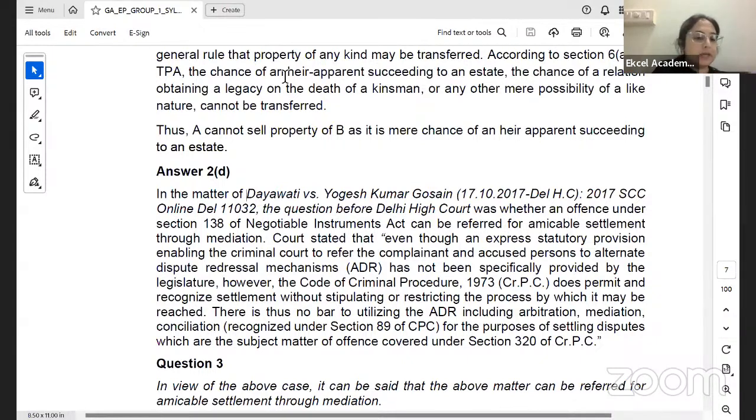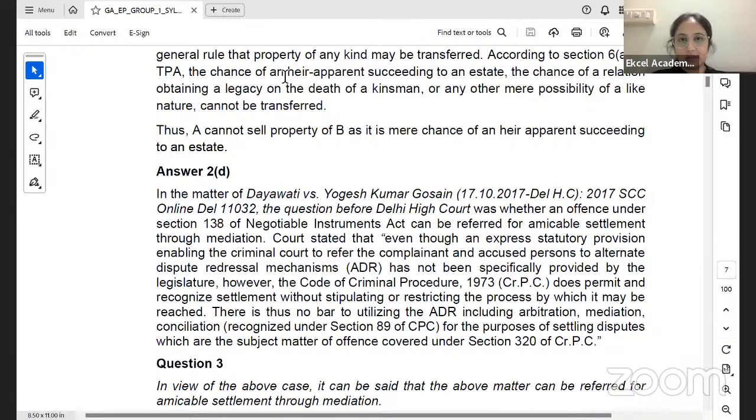Okay, what is it that they're asking? Whether the above matter, this whole problem, can be referred to amicable settlement through mediation. So can we go? Is it that you have to go to the court only, or can you go for an out of court settlement?